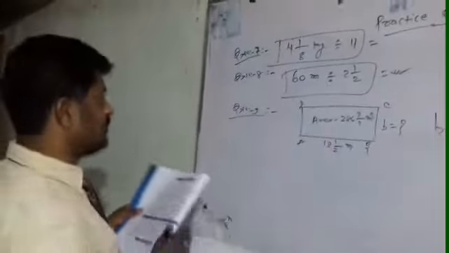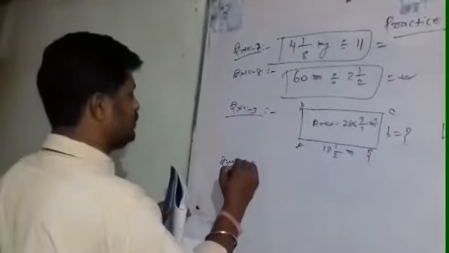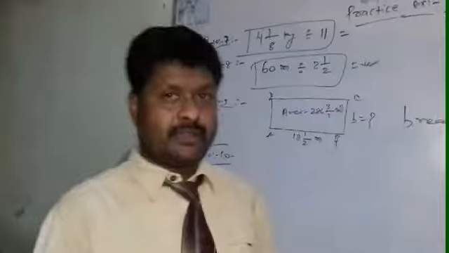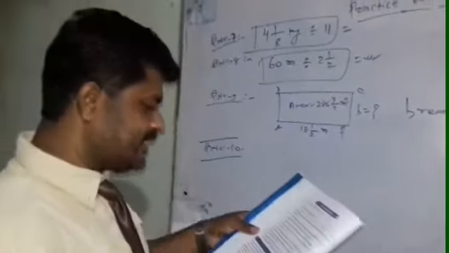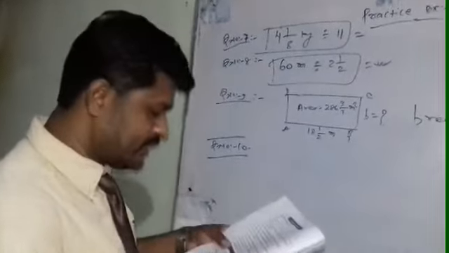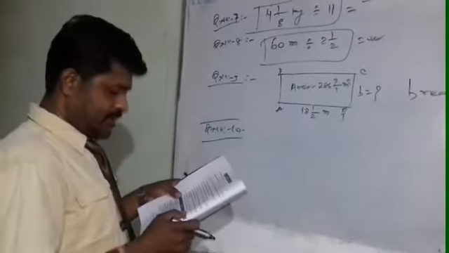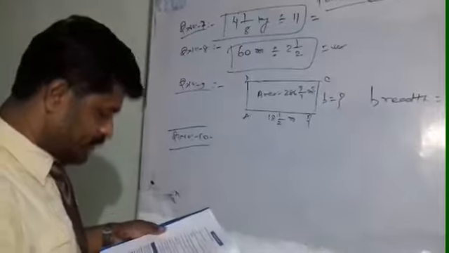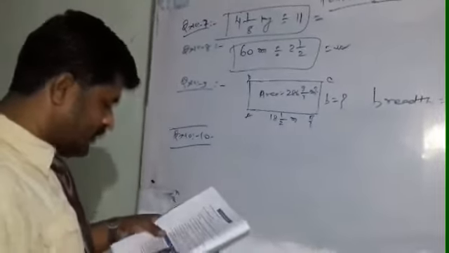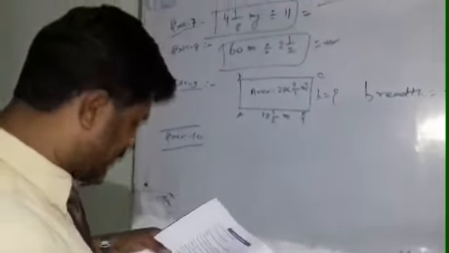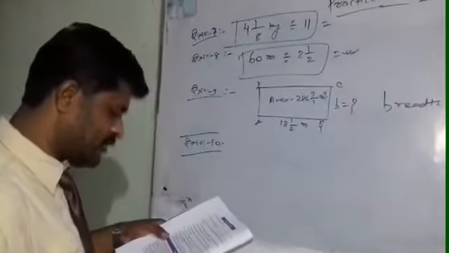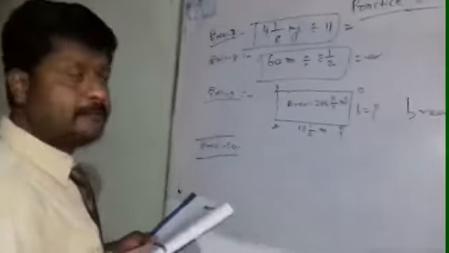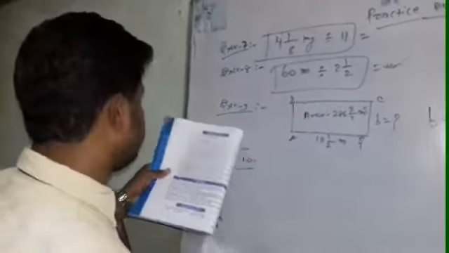Now we are in question number 10, and this is the last question of exercise 2.3. Question number 10. By selling tickets for a charity show, a group of students collected 5,272 whole 1 by 2 rupees. If the cost of each ticket was 55 whole 1 by 2, find the number of tickets sold. That means this is also division.